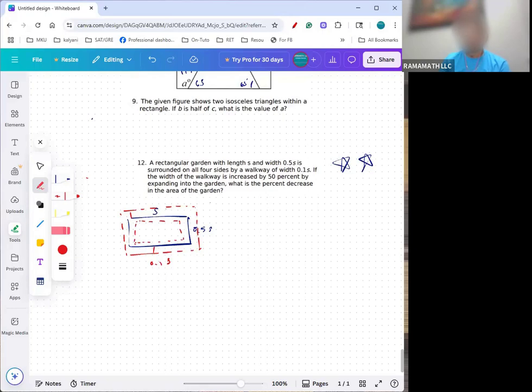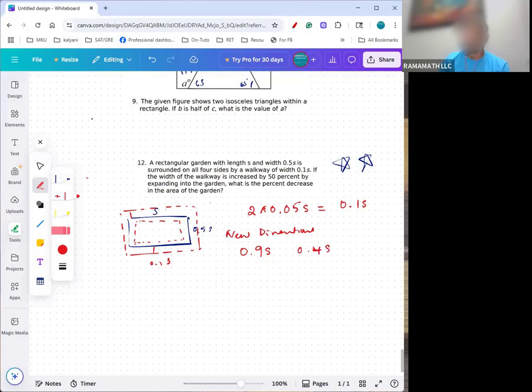So now, obviously, it increased, so the original garden should go down, right? It is going to decrease by how much? So the walkway width becomes 0.15 S. So if that is the percent, the new dimensions are going to be, so oops, what happened to this? I hate this. Oh, come on. Okay. So the new dimensions will be 0.9 S because we're subtracting that, and the other one, 0.5 minus that, is 0.4 S.